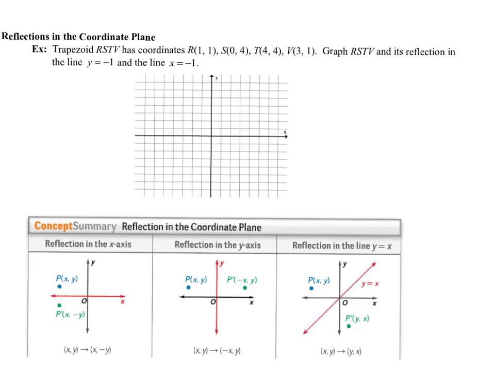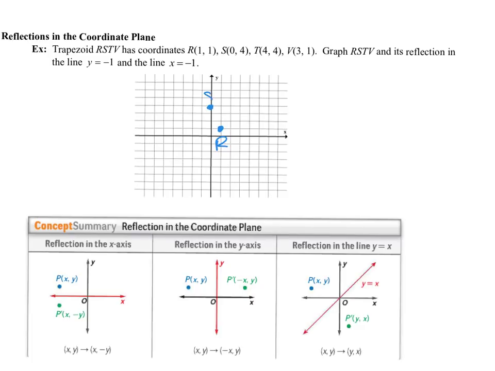So I'm first going to graph the point R at (1, 1). So from the origin, I'll go to the right one and up 1. So R would be right there. Okay, and then next we're going to graph S. S is at (0, 4), so right here. Oh, I'm sorry, 0, we go to the left or right 0 units and then up 4. So S is 1, 2, 3, 4 right here.